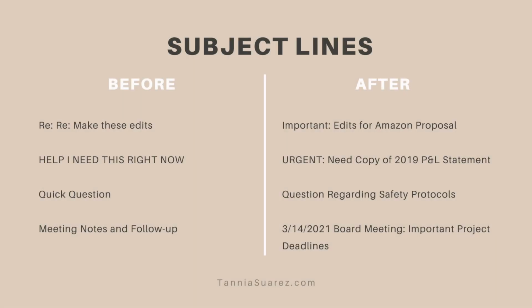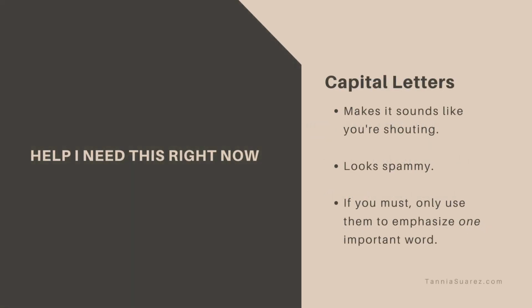Let's take a look at some common email subject line examples that are kind of terrible and how you can make them better. Okay, writing in all caps is a huge no-no. I mean, honestly, it just sounds like you're yelling at the person. So be very strategic about when you use capital letters and never, ever, ever use all caps for every single word. If you need to, maybe just one word.